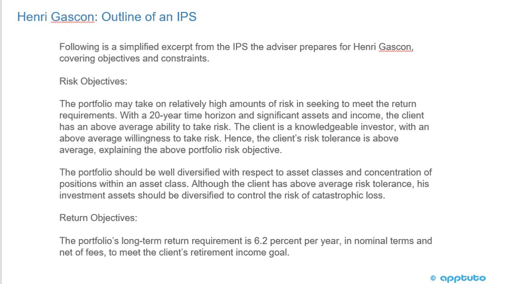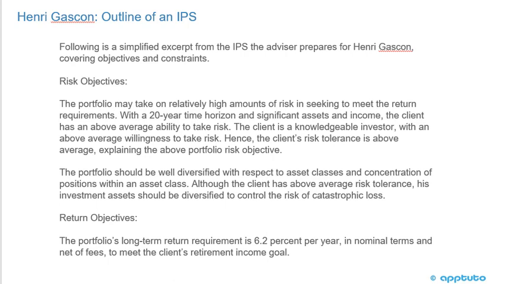Now we're going to look at an outline of an IPS, an investment policy statement. The following is a simplified excerpt from the IPS the advisor prepares for Henri Gascon and his family, covering objectives and constraints. Risk objectives: the portfolio may take on relatively high amounts of risk in seeking to meet the return requirements. With a 20-year time horizon and significant assets and income, the client has an above-average ability to take risk. The client is a knowledgeable investor with an above-average willingness to take risk. Hence, the client's risk tolerance is above average, explaining the above portfolio risk objective.